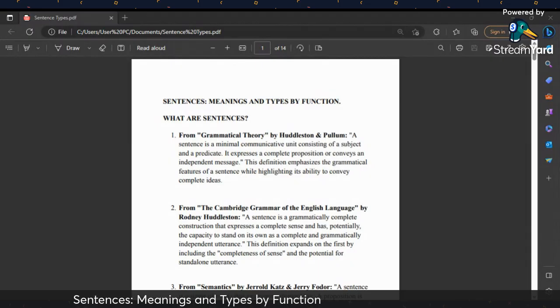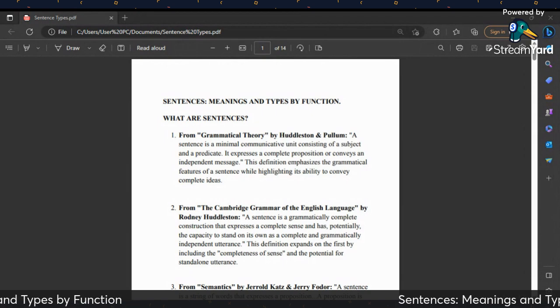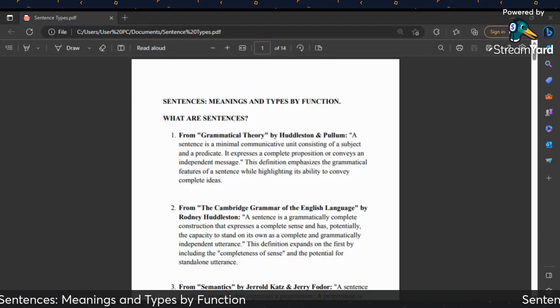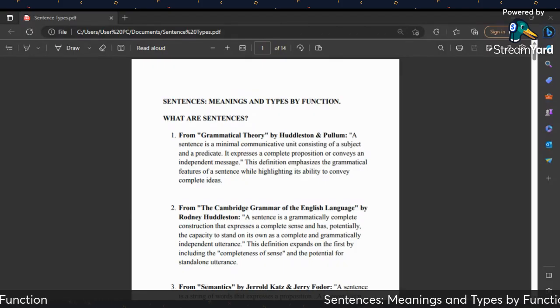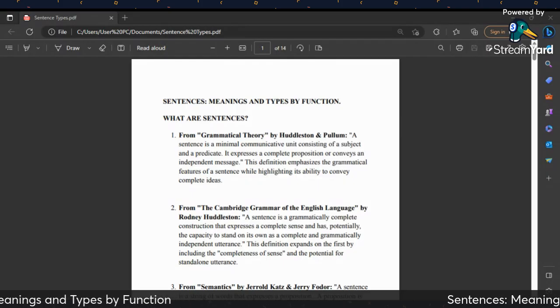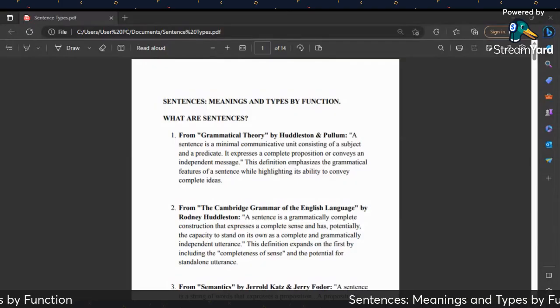So let's get started. As displayed on the screen, we have the meanings of sentences by different scholars. Different scholars, different people defined sentences based on their perspective. And the first definition we're taking a look at is from Grammatical Theory by Huddleston and Pullum. They said a sentence is a minimal communicative unit consisting of a subject and a predicate.